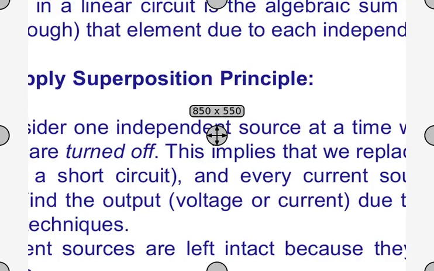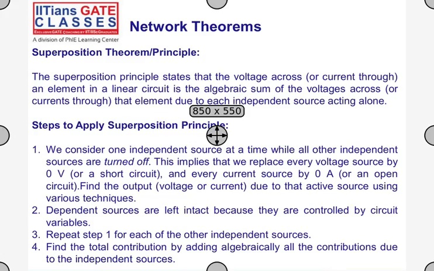Okay, superposition principle, you have to remember, is used to find the voltage across or the current through any network element if you are having more than one independent source. You can have two voltage sources, two current sources, more than two of either, or a combination of voltage and current sources. You can use this superposition theorem, and it applies only for a linear circuit.